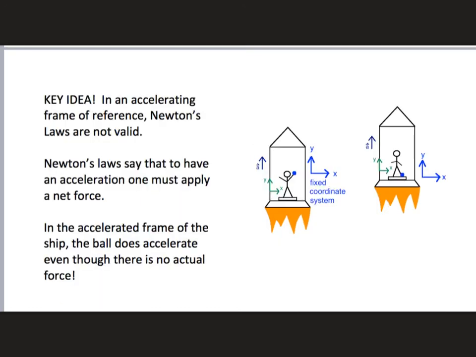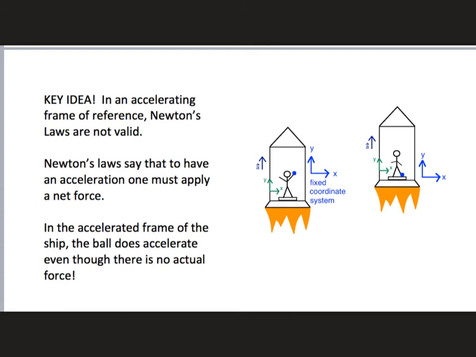Now there's an insight that we can make here, a key idea. In an accelerating frame of reference, Newton's laws are not valid. So here we have our ball, we let go of it, it seems to fall as though there were some force, but that's entirely caused by this moving coordinate system. There is no force, but from the person in the ship, it's like there was a force there.